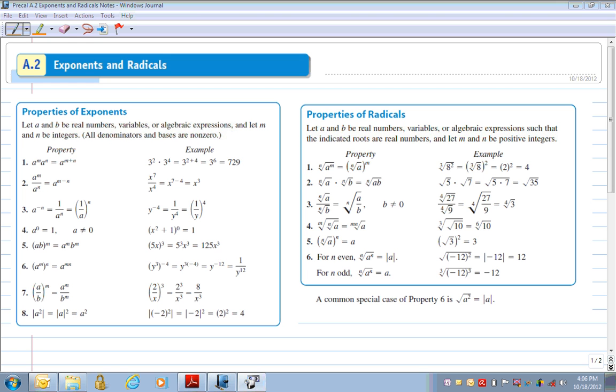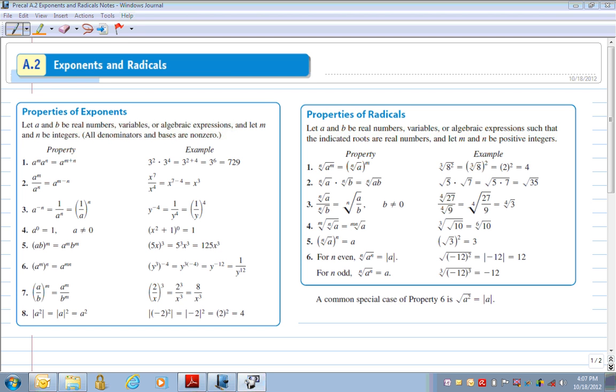All right, this is A2. This is just review out of the appendix of our book. This is skill review on exponents and radicals. I've just copied and pasted here all of the properties for exponents and radicals that you're supposed to know. This might be a good page to print out at some point if you wanted.